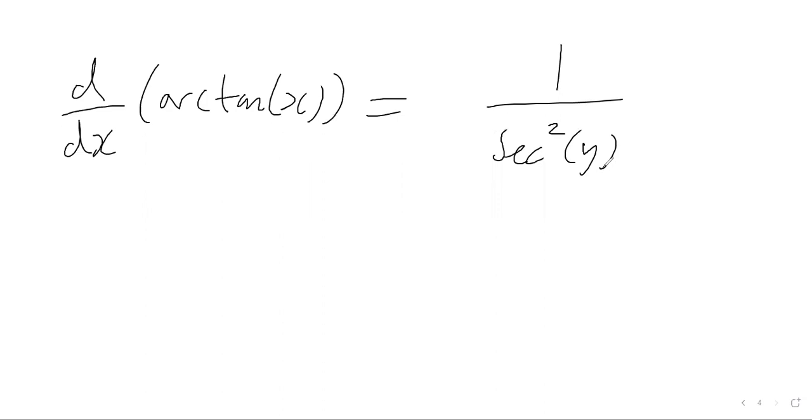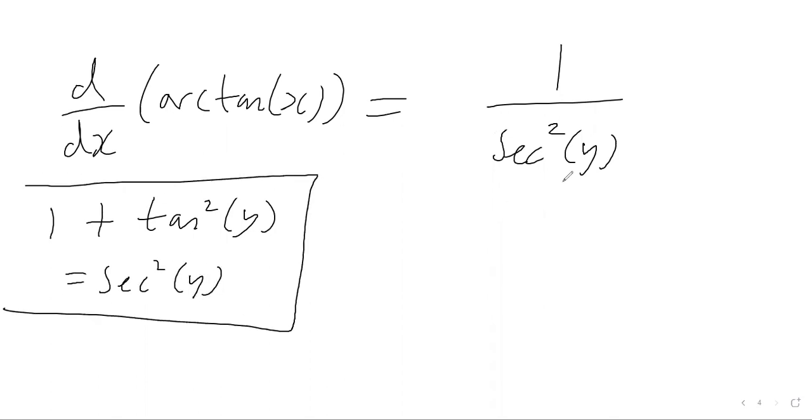But we've got to get rid of this y somehow. Like in the previous two videos where we differentiated arc sine and arc cos, we used a trig identity. The trig identity that we need this time is 1 plus tan squared equals sec squared. So we know that sec squared of y is just 1 plus tan squared of y. So we can substitute 1 plus tan squared of y on the bottom.